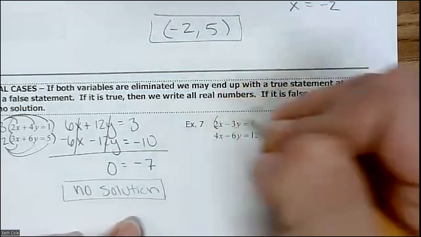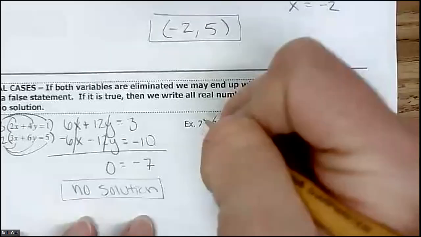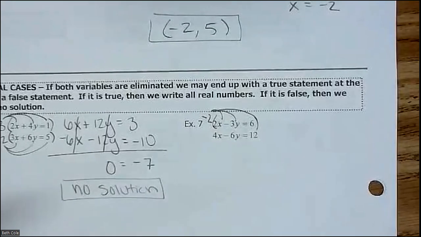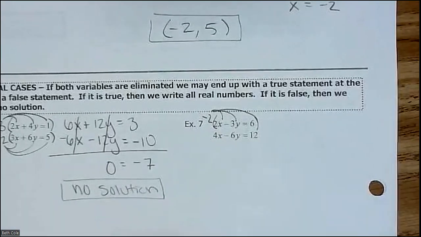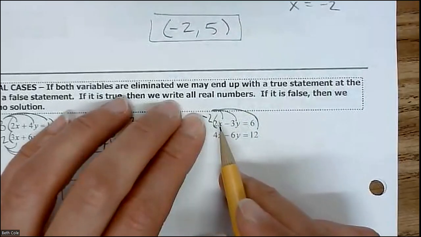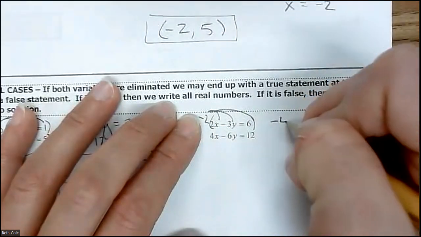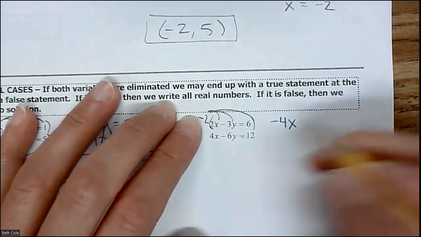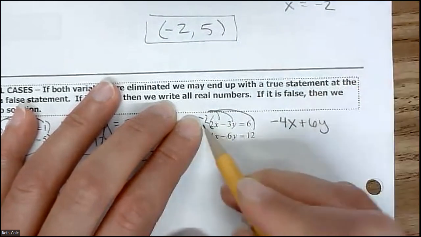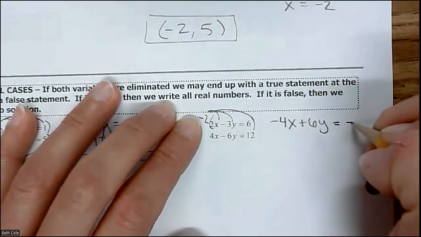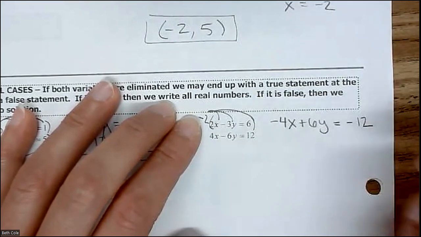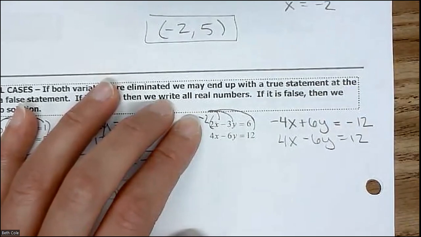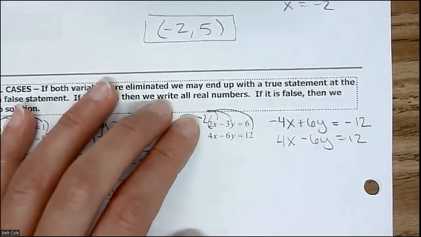So what are we going to multiply the first equation by? -2. Where'd that come from? You have to think about it and figure out what's going to work. So if you distribute a -2, you will get -4x and then what? Plus 6y, negatives cancel, equals -12. The other equation you don't have to change, so literally just copy it. Don't do anything, just copy it.